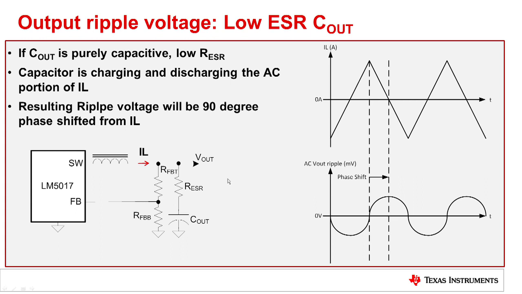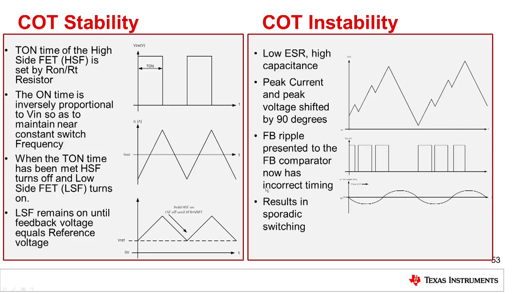Essentially, to get good stability, you want the ripple voltage to be more or less in phase with the inductor current ripple. We see here an example of a stable constant on-time regulator and an unstable constant on-time regulator. Essentially, in this case here, you see that the duty cycle is well controlled and the frequency will change depending on the input and output and load.